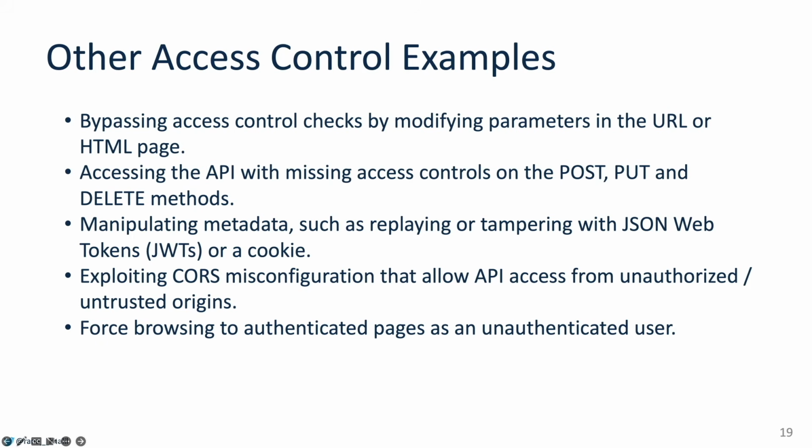Last but not least, we've got forceful browsing to authenticated pages as an unauthenticated user. I see this one quite often. In this type of attack, you try to enumerate and access resources that are not directly referenced in the application. Okay, so these are just a few examples of the common access control vulnerabilities that we usually see in web app pen tests, and we'll gain some hands-on experience in exploiting these types of examples in the lab videos.